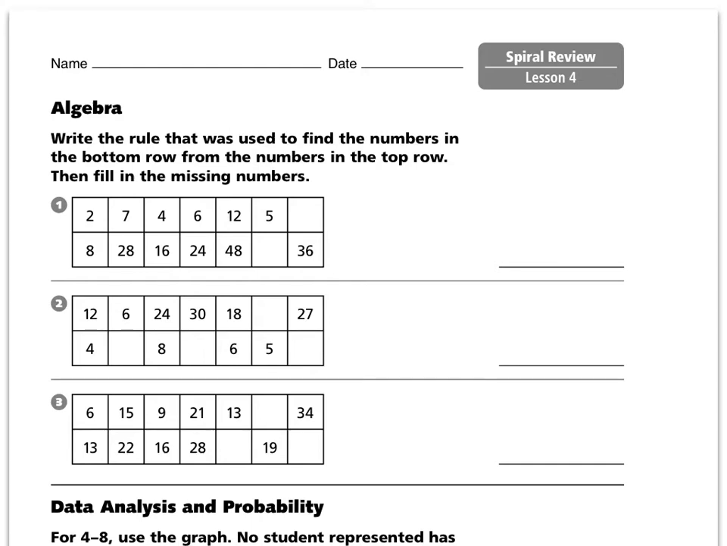Let's look at Chapter 11, Lesson 4 Review, Algebra. Write the rule that was used to find the numbers in the bottom row from the numbers on the top row. Then fill in the missing numbers.